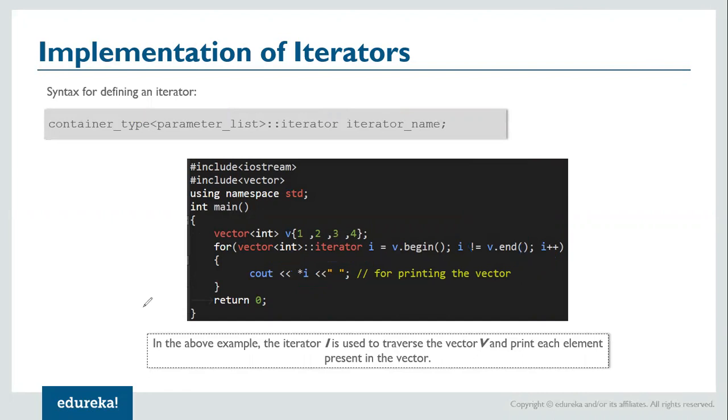So basically in the above example, the iterator, represented by I, is used to traverse the vector V and print each element present in the vector. So this is a simple one directional traversal that we are trying to perform on a vector container.